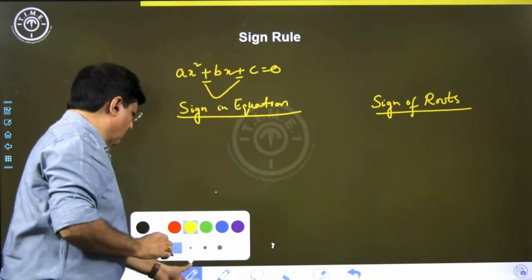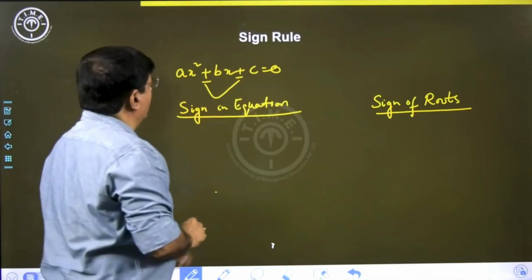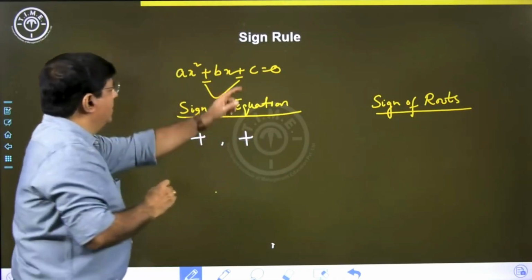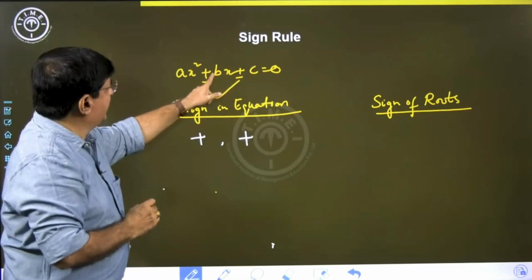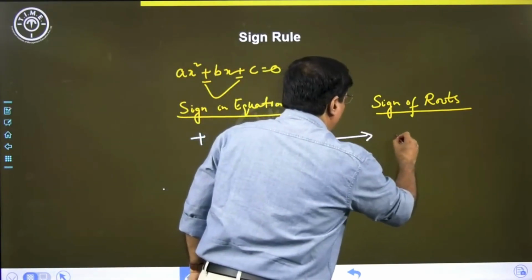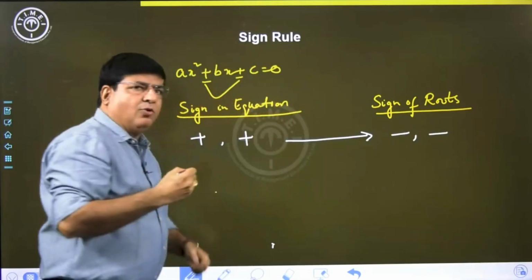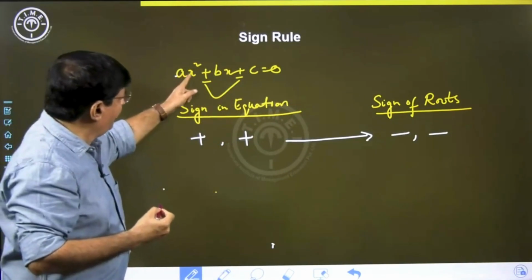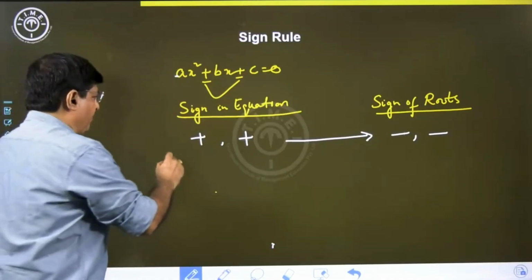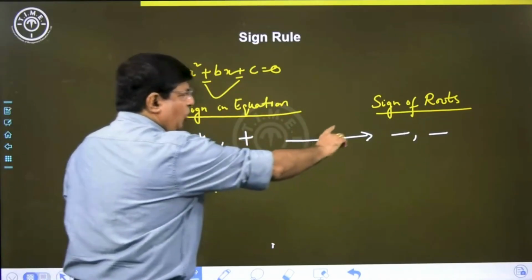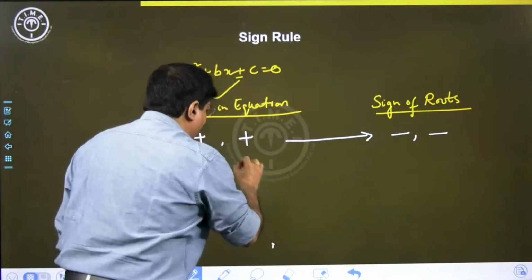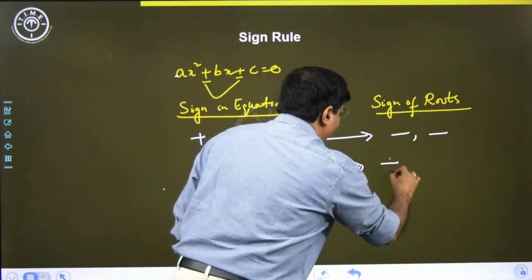Sign in the equation, if both are plus, coefficient of x is plus, the constant is also plus, the sign of roots both will be minus. But you have to make sure that the quadratic equation is in the form of ax square plus bx plus c, and the x square coefficient here is always positive. Plus and plus, both the signs of the roots will be minus. If the signs in the equation are minus and plus, both the roots will have plus sign.